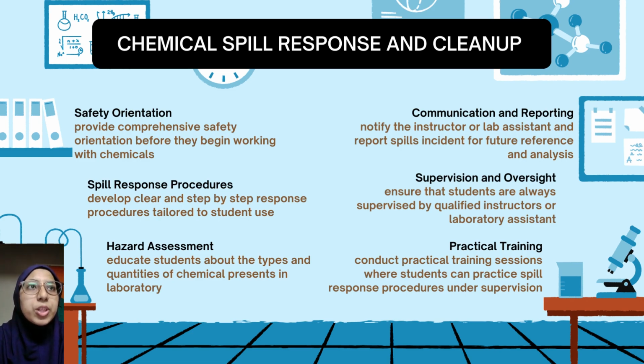Then communication and reporting. Notify the instructor or lab assistant and report a spill incident for future reference and analysis. So if the chemical spill happens, the first step is to notify the instructor or lab assistant so they can assist the student to clean up the chemical spills. So, and record the incidents for the future reference.